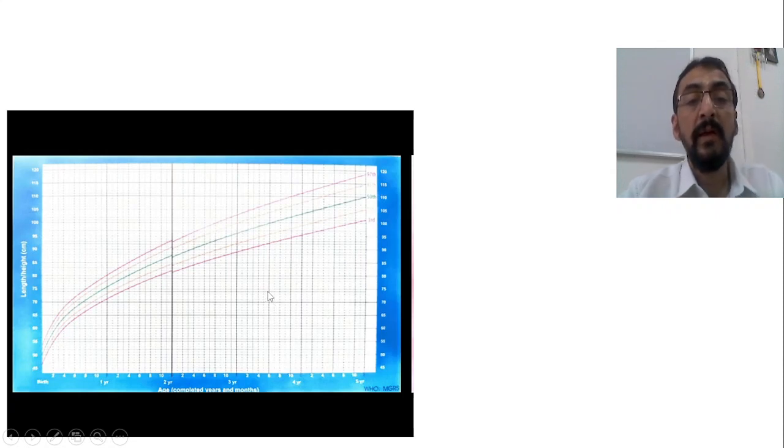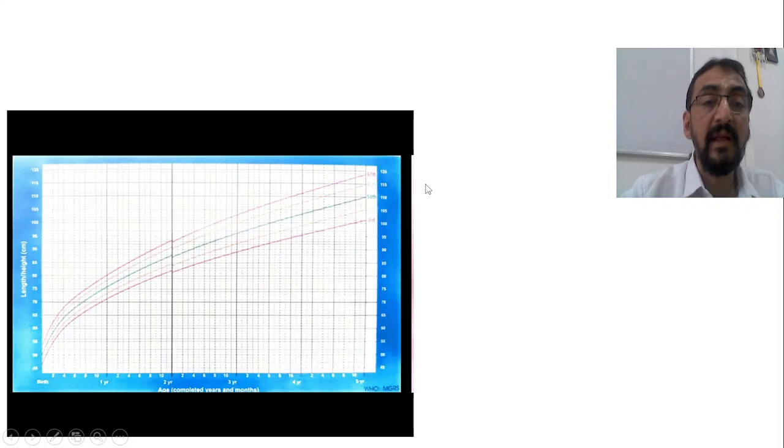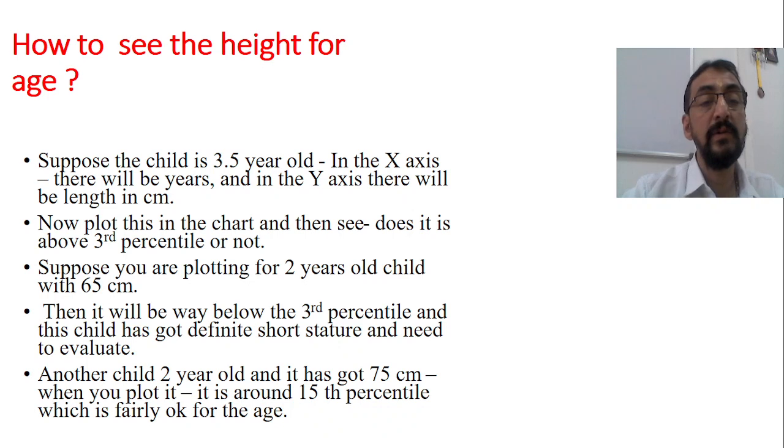So now if you see, it is less than third percentile. See this line, this line indicates the third percentile. I'm very sorry, it's not so clear here. I will show another picture. So here it is the third percentile, this is the fifth percentile, this is the 10th percentile, like this, these lines are there. Now this baby is coming below the third percentile. As it is coming below the third percentile, this is a case of short stature.